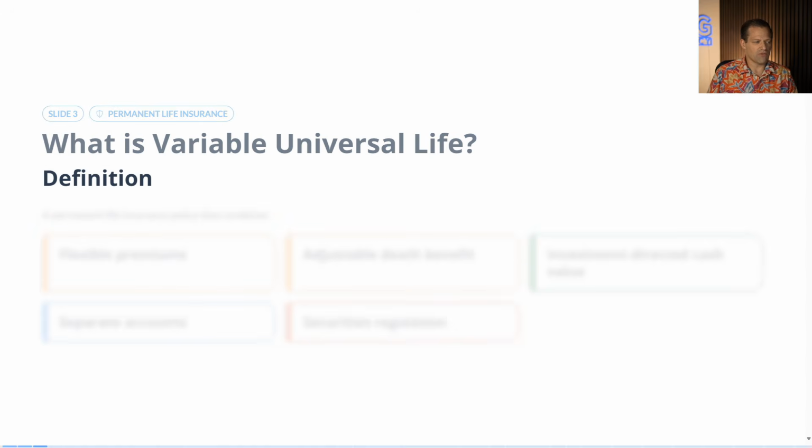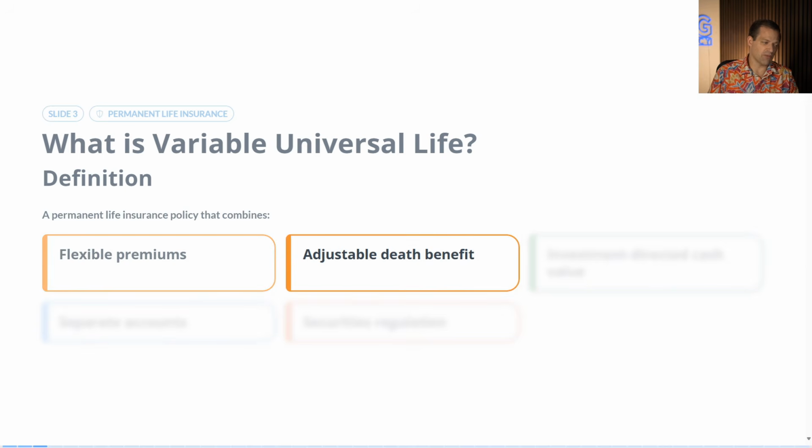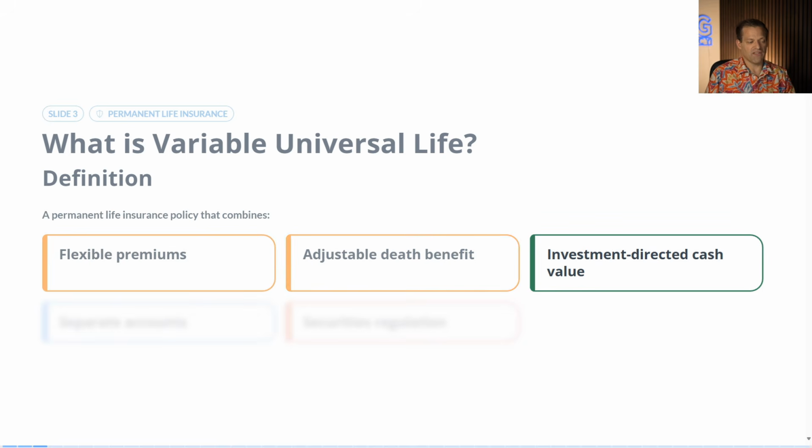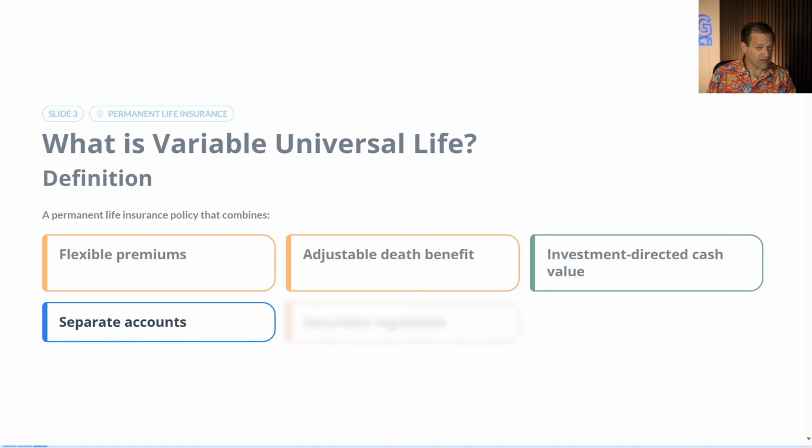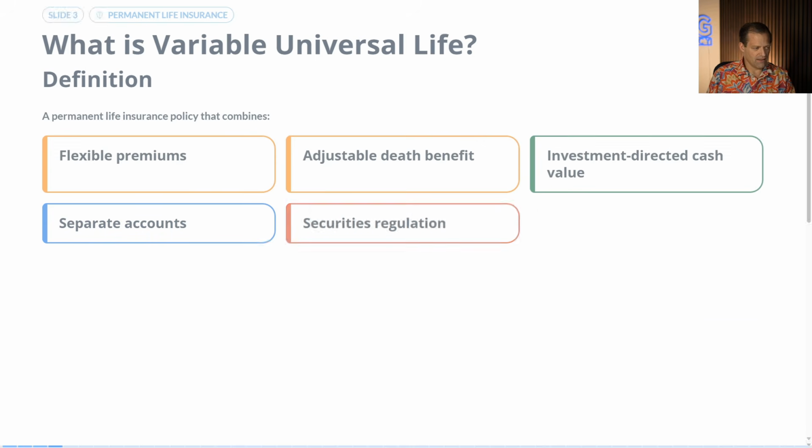So let's define variable universal life. It is a permanent life insurance policy that combines flexible premiums, an adjustable death benefit, investment-directed cash value, separate accounts, that's a big one, and securities regulation.